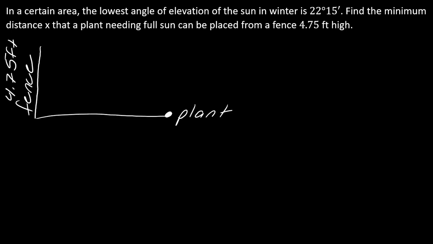Okay, so I've got the fence, and it's a 4.75 feet fence, and then I've got the plant somewhere, right? Plant sitting somewhere behind the fence. And the goal here is I've got this angle, so the sun is going to come up, and I know that the angle of elevation that the plant makes to the fence is going to be this 22 degrees and 15 minutes. So what I want is to figure out how I ensure from this information that my plant can be placed at the appropriate distance. So I'm really looking for this distance here, so we'll call it x.